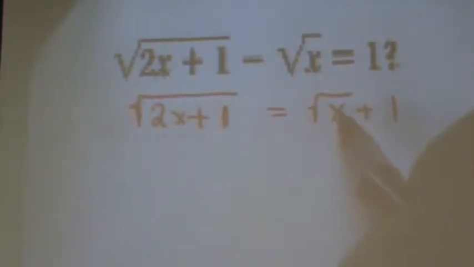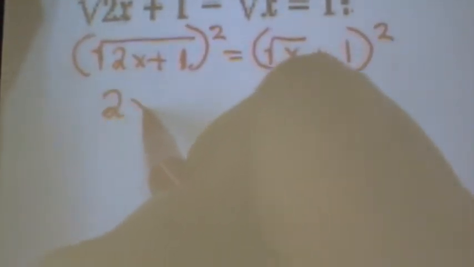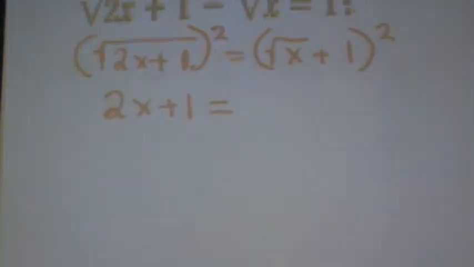Now, just like we couldn't do up here, we couldn't square these individually, you can't do that with this. So what you're gonna do is square the left side, and you have to square the right side. The left side is the easiest to do. You're gonna have just 2x plus 1. What do you have on the right side?